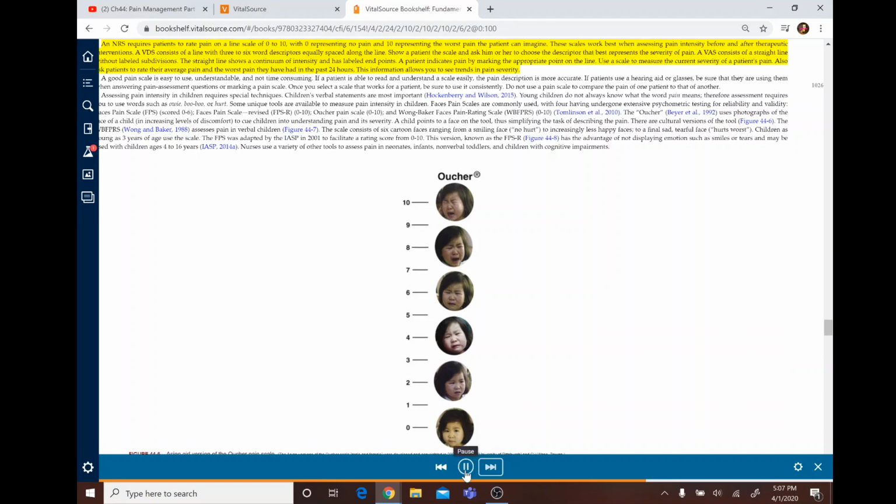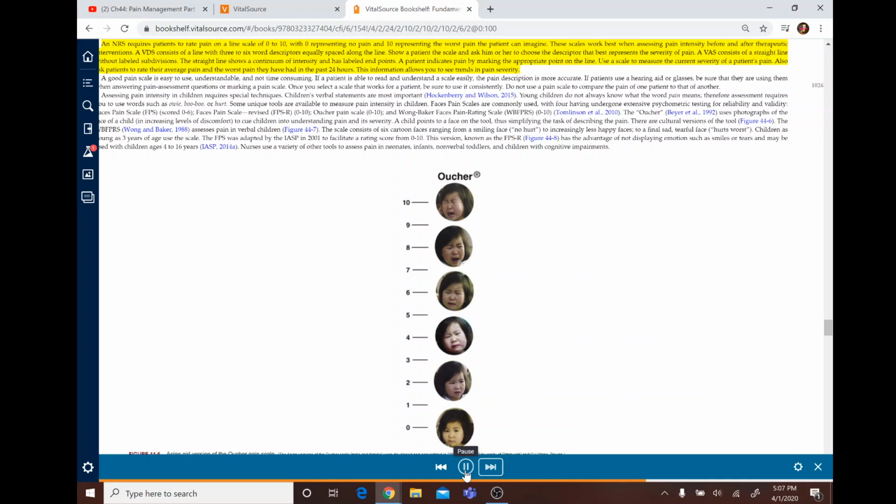An NRS requires patients to rate pain on a line scale of 0 to 10, with 0 representing no pain and 10 representing the worst pain the patient can imagine. These scales work best when assessing pain intensity before and after therapeutic interventions. A VDS consists of a line with 3 to 6 word descriptors equally spaced along the line. Show a patient the scale and ask him or her to choose the descriptor that best represents the severity of pain. A VAS consists of a straight line without labeled subdivisions. The straight line shows a continuum of intensity and has labeled endpoints. A patient indicates pain by marking the appropriate point on the line.